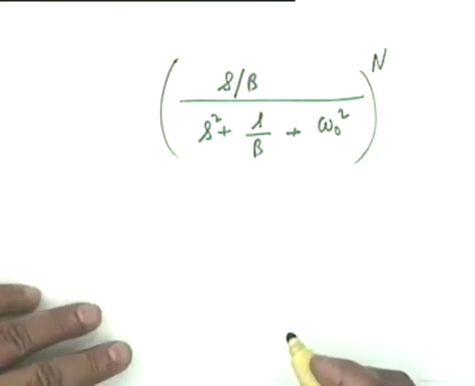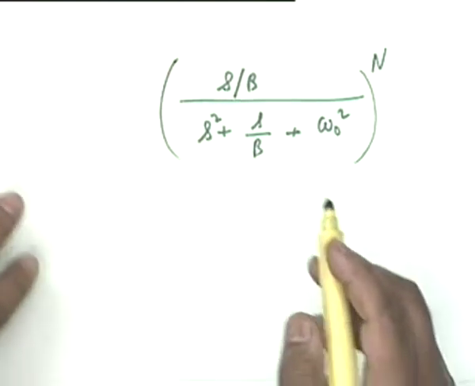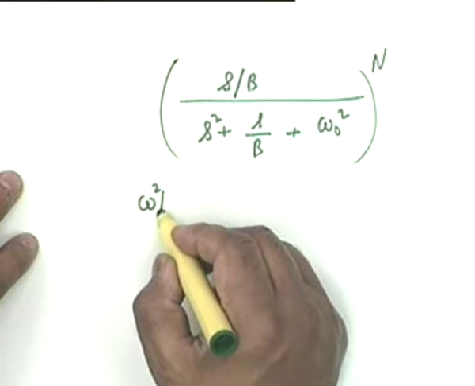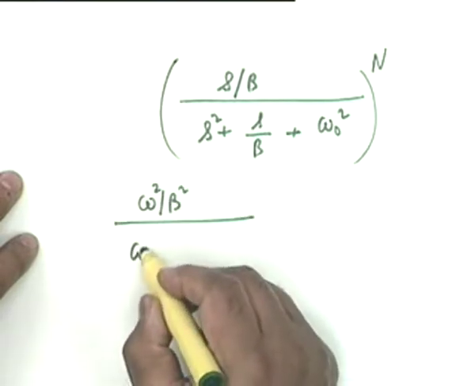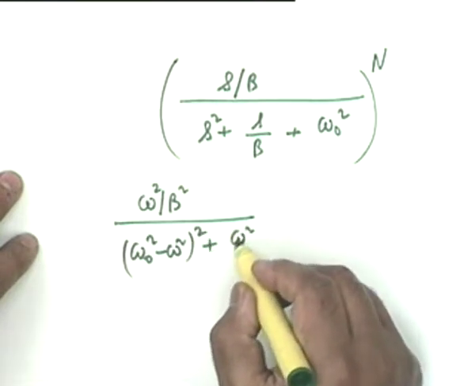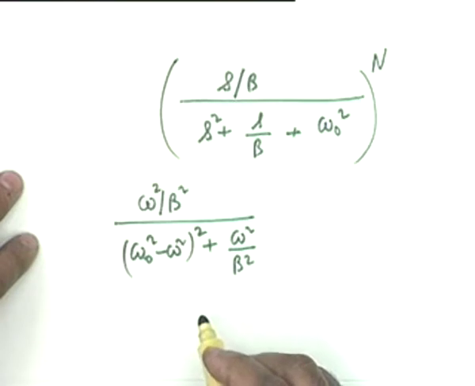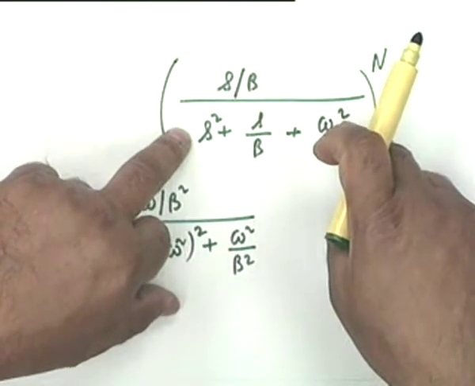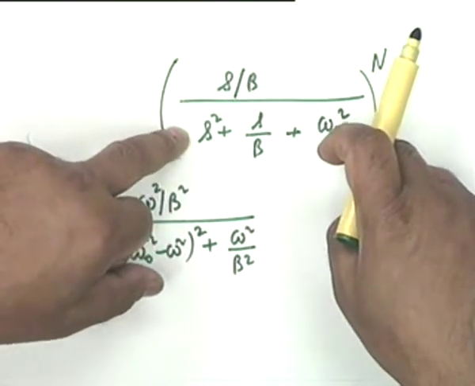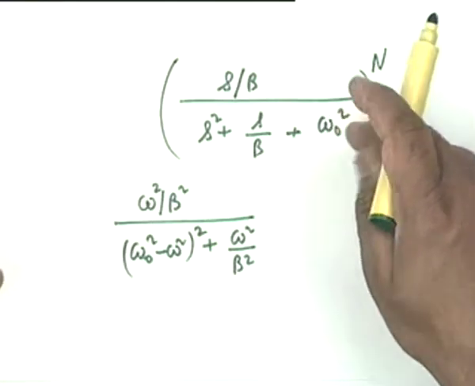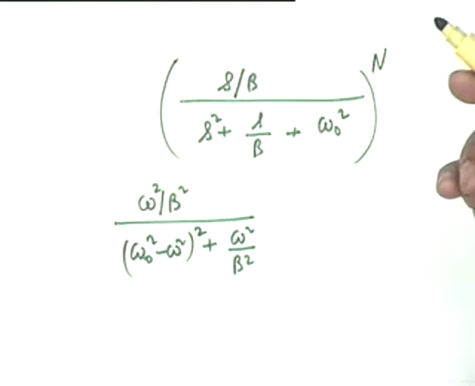So to the power n, which means that to find out the bandwidth Bn, I have to solve for this expression: omega squared by b squared divided by omega naught squared minus omega squared whole squared plus omega squared by b squared. Okay, this is the magnitude squared of the inner expression. Agreed? Or have I done it too fast? Yes, so you put s equal to j omega and take the magnitude.